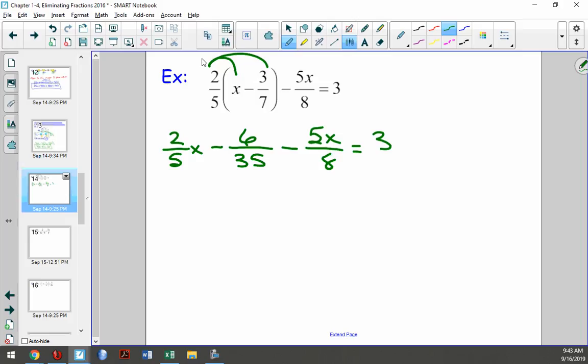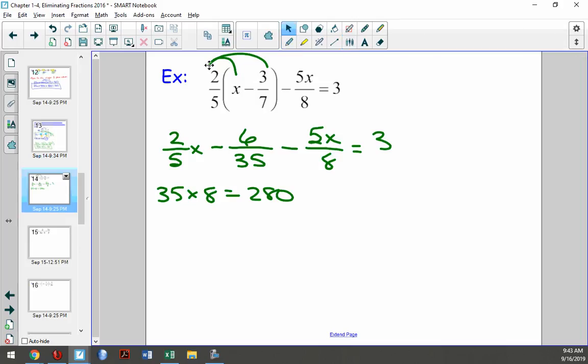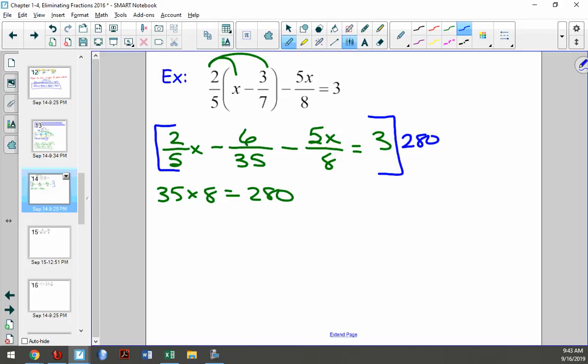Now, when you go to do this part of the problem, what I want you to do is simply take 35 times 8, and that's going to give you 280. Why am I taking 35 times 8? Because 35 times 8 is 280, and I know that 8 goes into 280. I also know that 35 goes into 280, and I also know it ends in a 0, so 5 goes into 280. So at this point, we're going to multiply the entire equation by 280.